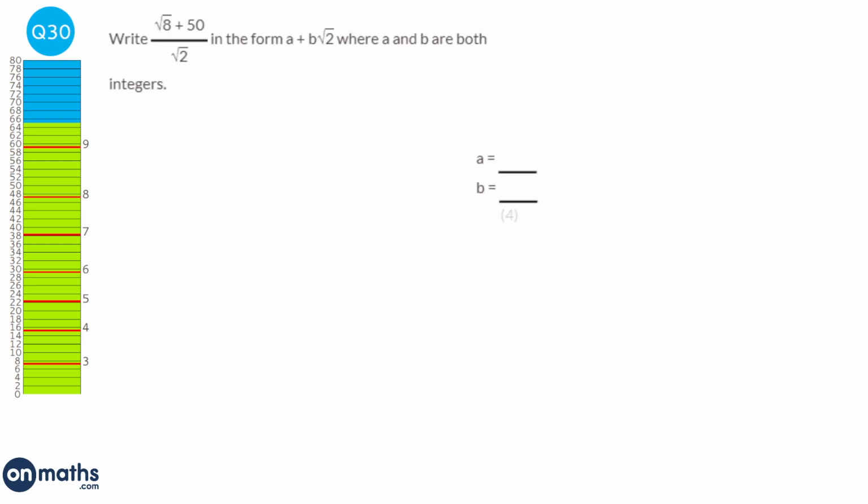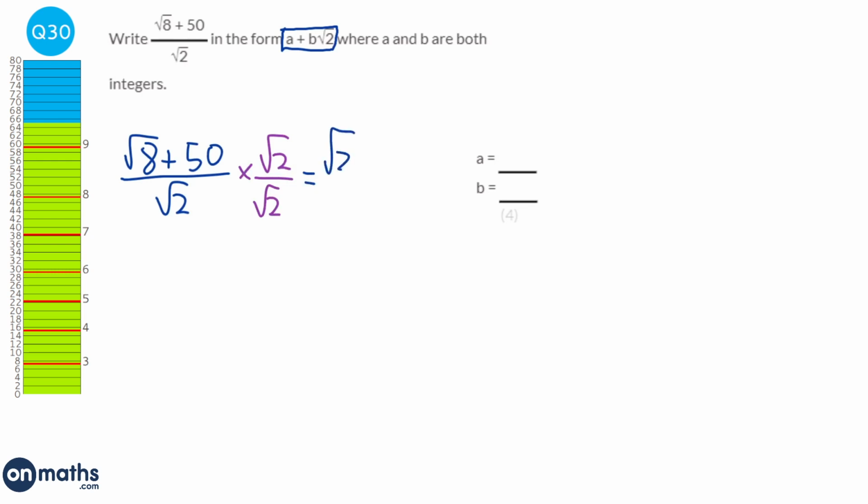So we need to start here by rationalising the denominator, because notice that the answer it wants is not in a fraction. So we're going to write out the question, which would be √8 plus 50 over √2, and we're going to times top and bottom by the surd at the bottom, which would be √2, and so we're going to have √2 brackets √8 plus 50 over, and then √2 times √2 is just going to be 2, and we can multiply out these brackets.